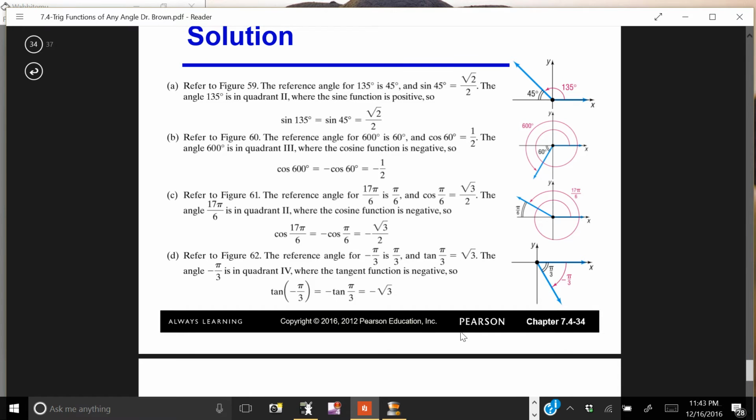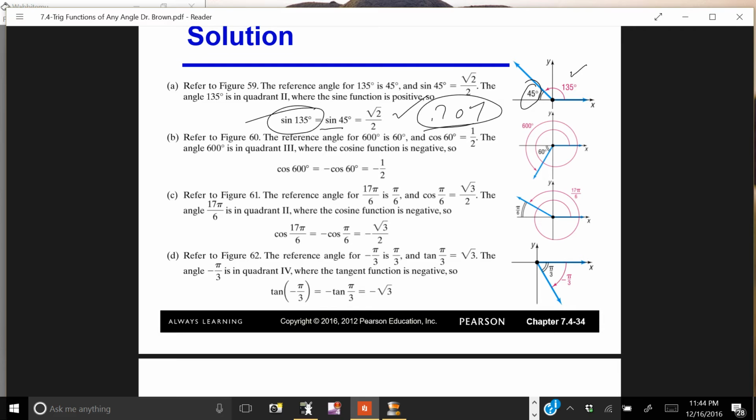To do 135 degrees, its reference angle is 45, and in that quadrant, we know that the sine of the angle would be positive. So the answer is sine of 45 degrees, which is the square root of 2 over 2. If you stop the video and put sine of 135 degrees in your calculator, you will also get the square root of 2 over 2. What you'll probably see is 0.707, which is the numerical value of the radical square root of 2 over 2.